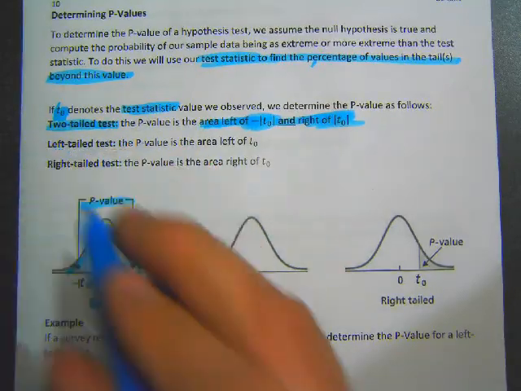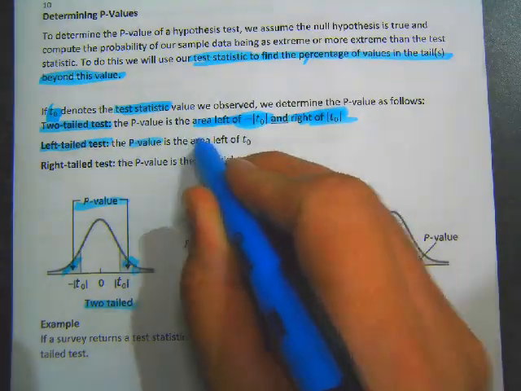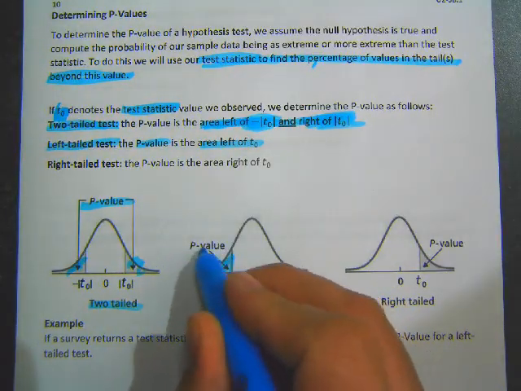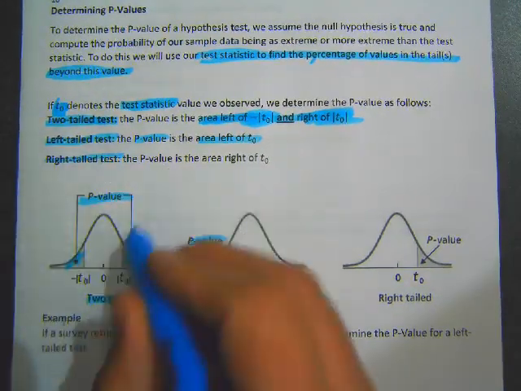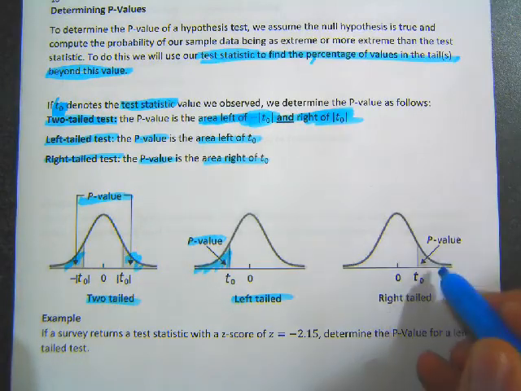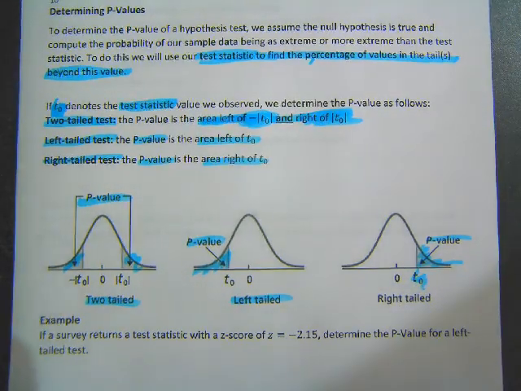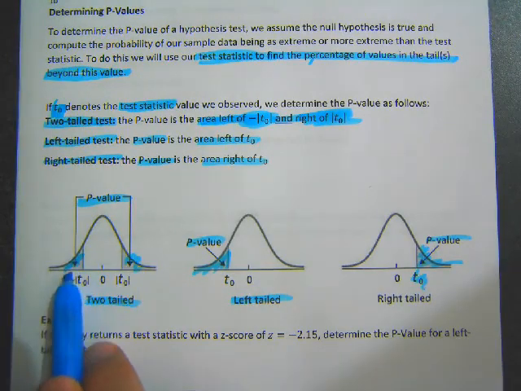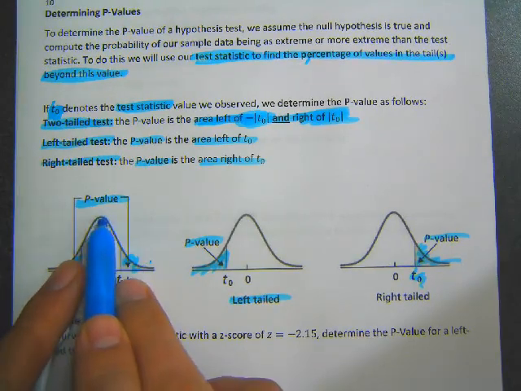If you have a left-tailed test, the p-value is just the area left of this value. So for a left-tailed test, it's just going to be this area down here. That's your p-value. So just look at the one side. For a right-tailed test, the p-value is just the area to the right. So for a right-tailed test, the p-value is just this area to the right of that value. So you'll take your test statistic. If you're doing two-tailed, you use both the positive and negative version. You'll find the area in both tails, and then have to get the p-value.